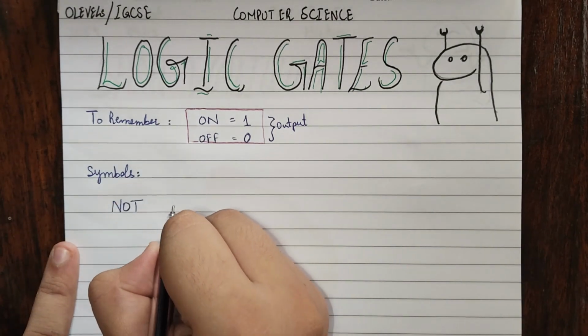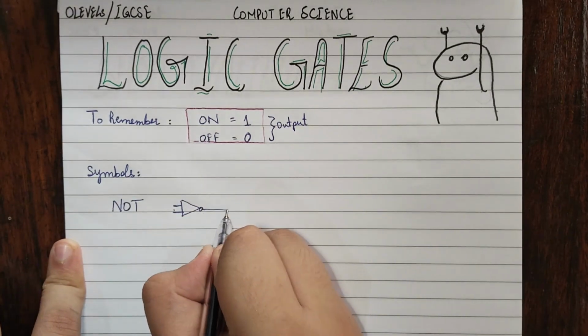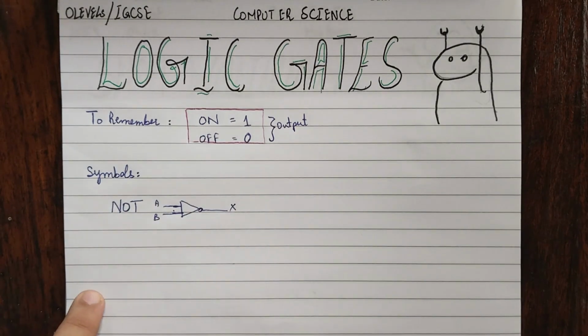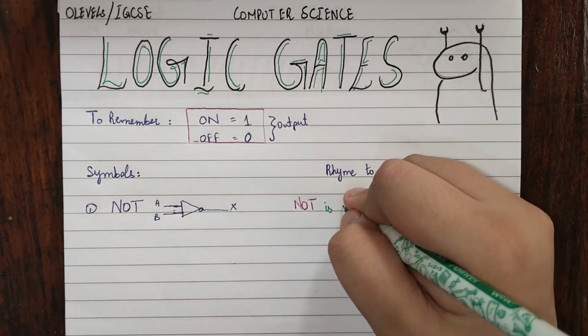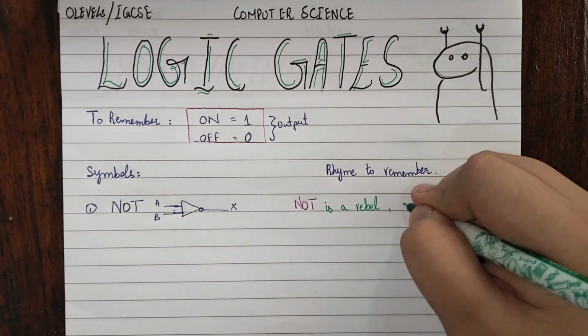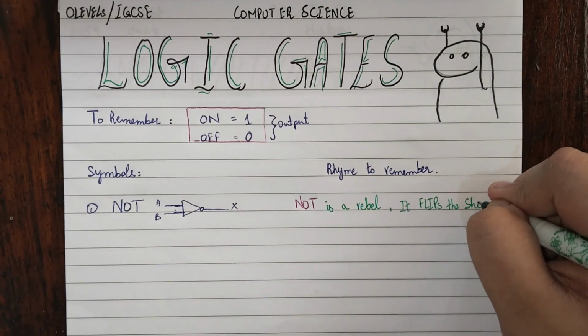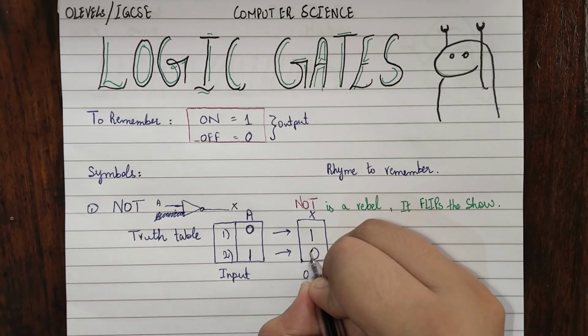Okay, so the first one being a NOT gate. NOT gate has a single input and a single output. So basically I prepared these rhymes for you to remember also. So you can say NOT is a rebel, it flips the show. So that just means that whatever is the value, the NOT output will be opposite of that input value. So if it's a 0, it will be 1. If it's a 1, it will be 0.